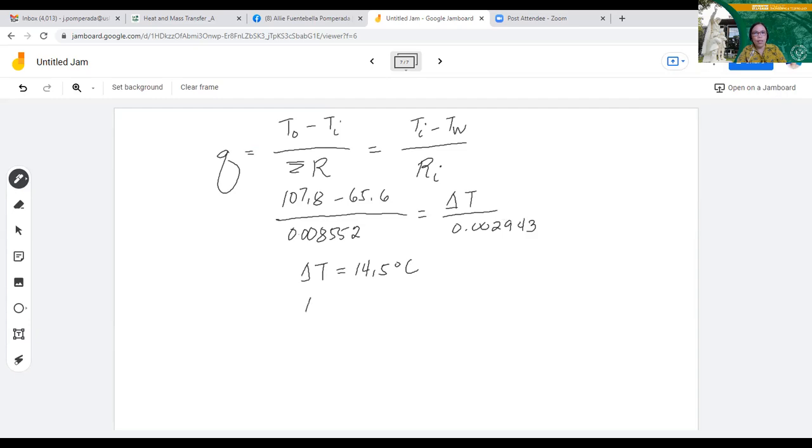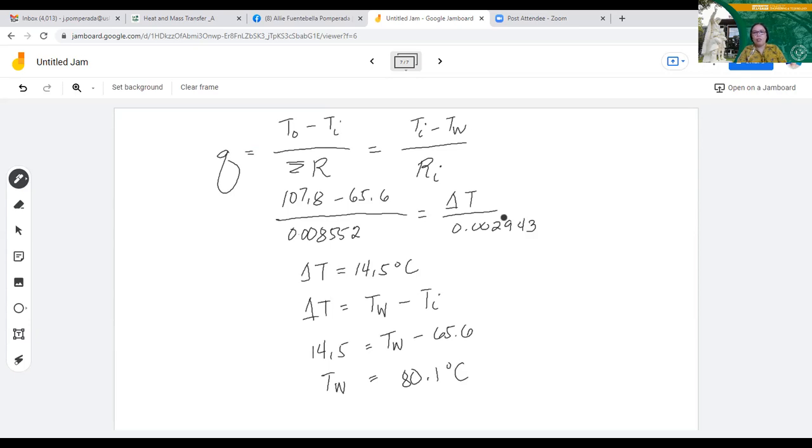So we'll have delta T to make the positive difference will be temperature of the wall minus the temperature of the water. So if this is 14.5, the temperature of the wall should be subtracted by 65.6. Okay, now we'll have T of the wall would be the sum of these two, and this would be like 80.1 degrees Celsius.